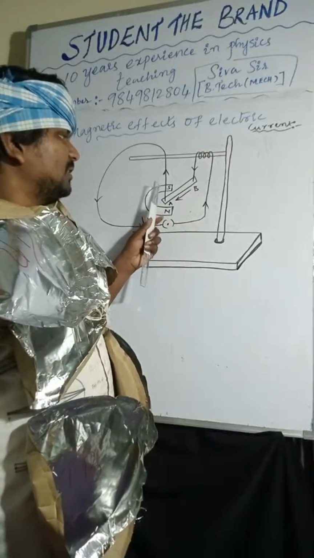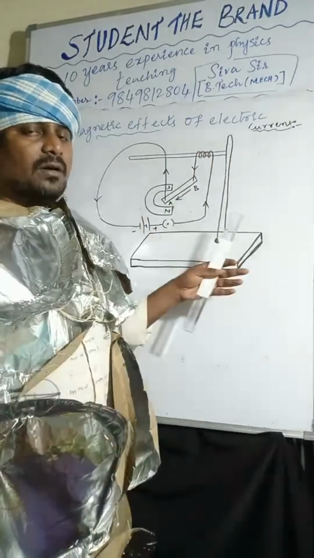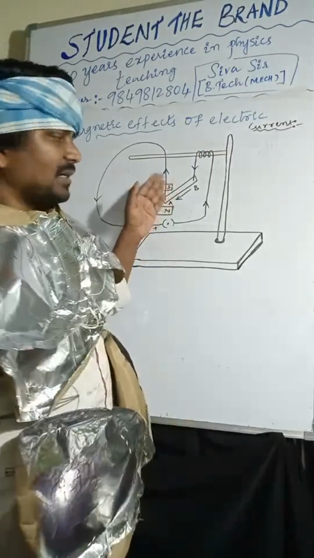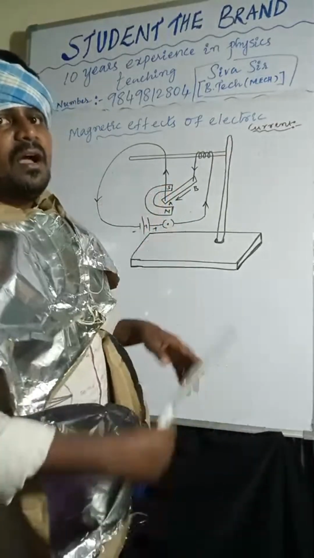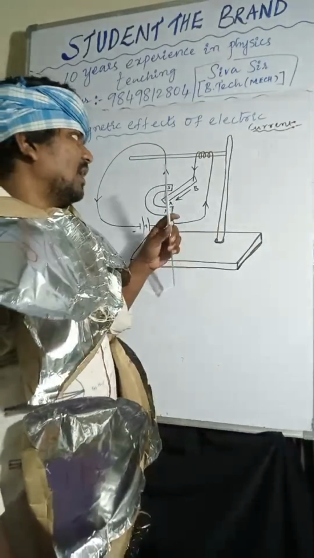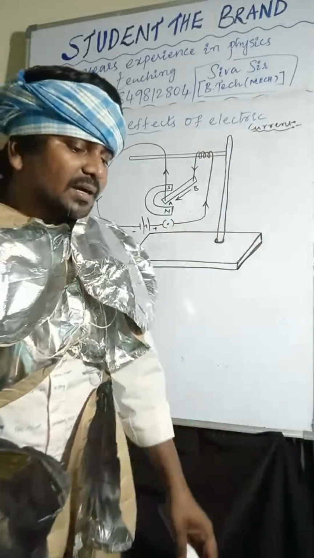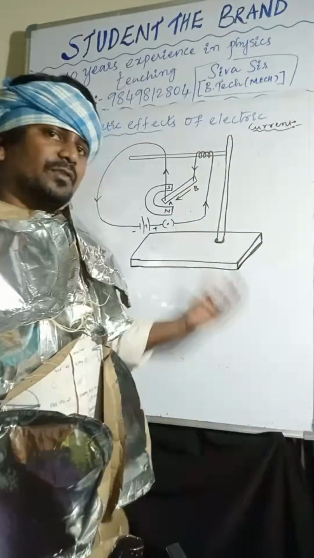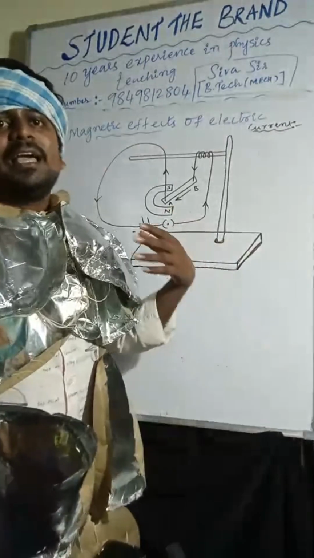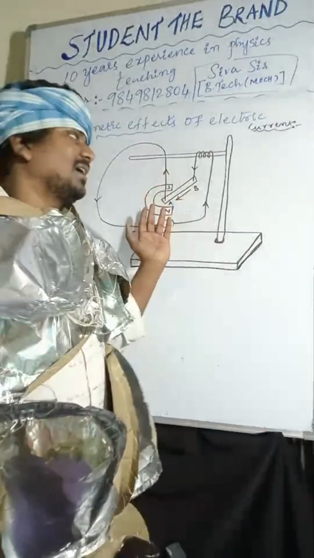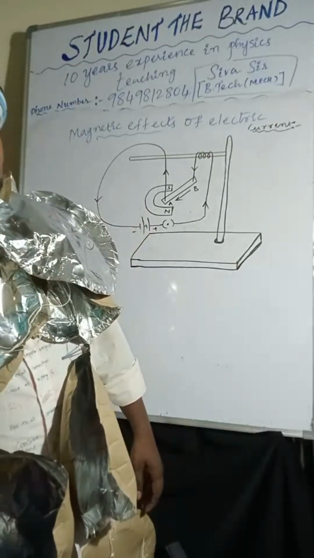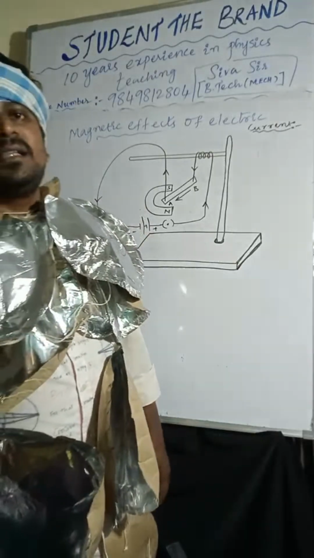So this magnetic field is placed in the external magnetic field. Then repulsion will be there, so the force will act on the conductor. In which direction? In which direction will the force act on the conductor?